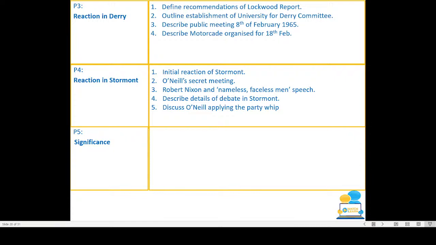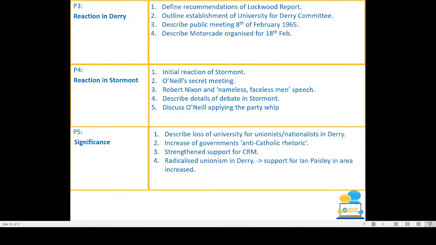And then finally, paragraph 5, before we conclude, we'll describe the loss of the university for Unionists and Nationalists in Derry, how it was a loss for both communities. I like to really emphasise that point, that it wasn't just the Nationalist community here that was isolated. It was the Unionists as well. They were working together on this issue, really pushing to get this third level institute located there, and it was a big loss for both of them.